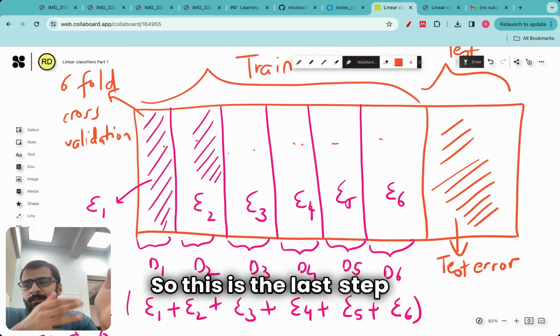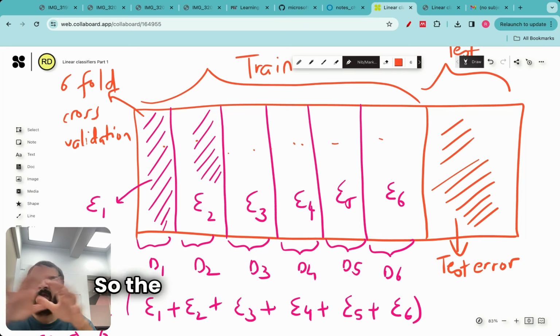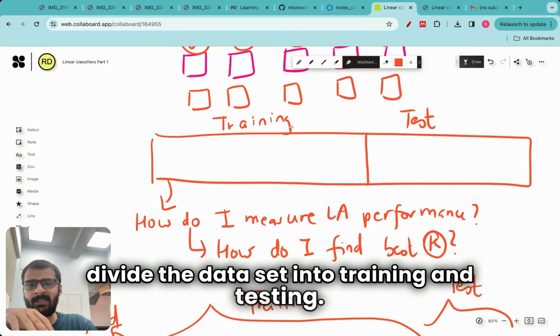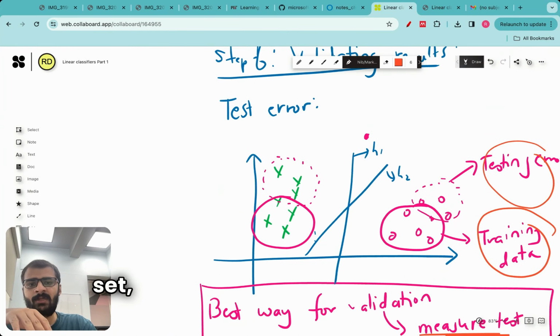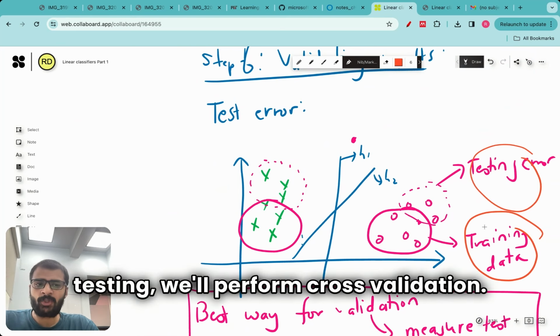So this is the last step of evaluation of the machine learning algorithm. The way we will go ahead in a practical setting is that we will divide the data set into training and testing initially. Let's say this is the data set. We'll divide it into training and testing. We'll perform cross validation on the training set.